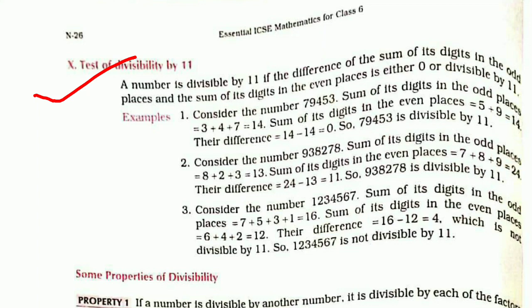Which number is bigger, that number we will write first. So now here 24 is bigger, so we will write it first, and 13 is smaller, we will write it back side and then subtract. So here we are getting 11, so it means that the whole number will be divisible by 11. I hope you are understanding this.